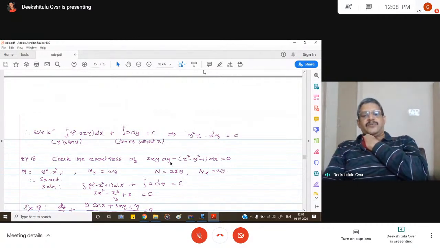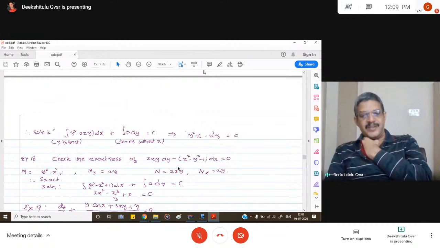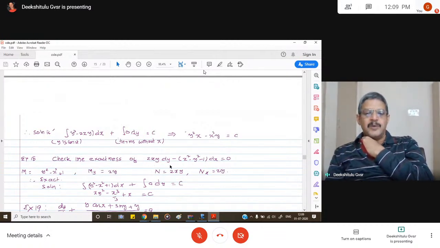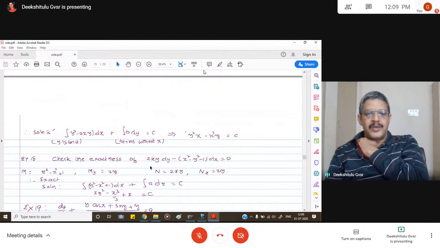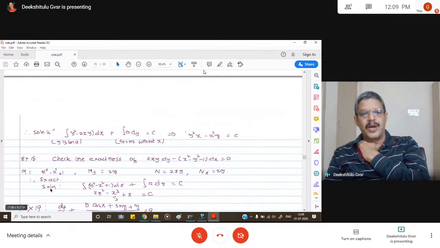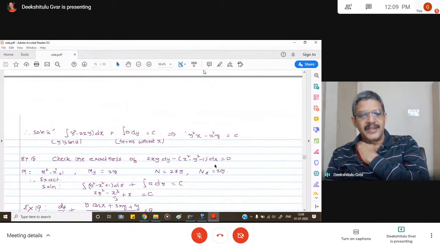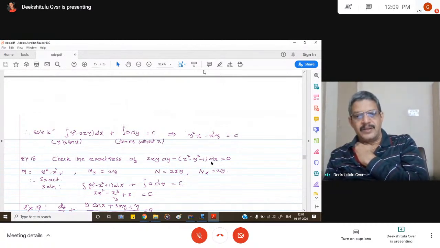So check the exactness of (2xy minus 3xy) dy minus (x square y square minus 1) dx. So this is M here. That's what I'm saying. Here, just by looking at this, you people write M as 2xy, N as this one. No, you go wrong. What is M? M is the coefficient of dx. So keep an eye on that, in which order the terms are given. M is the coefficient of dx.